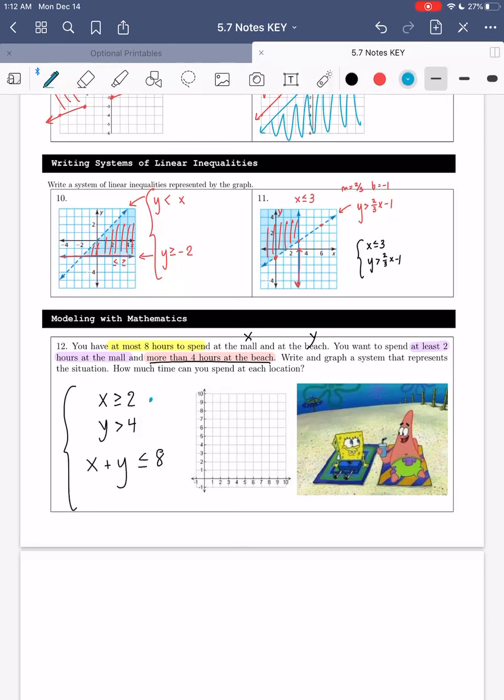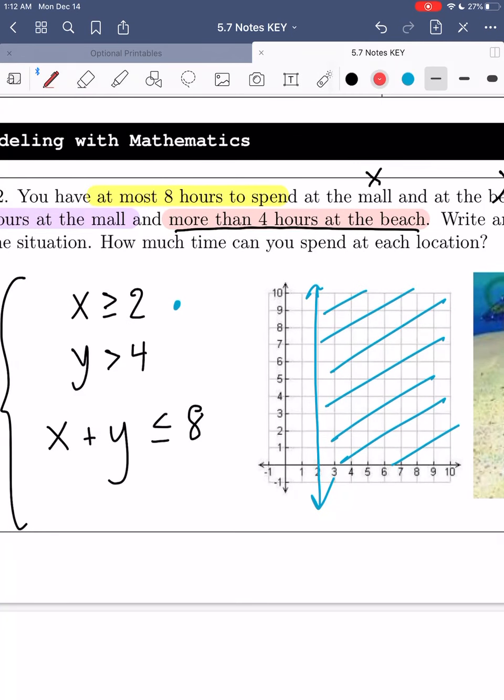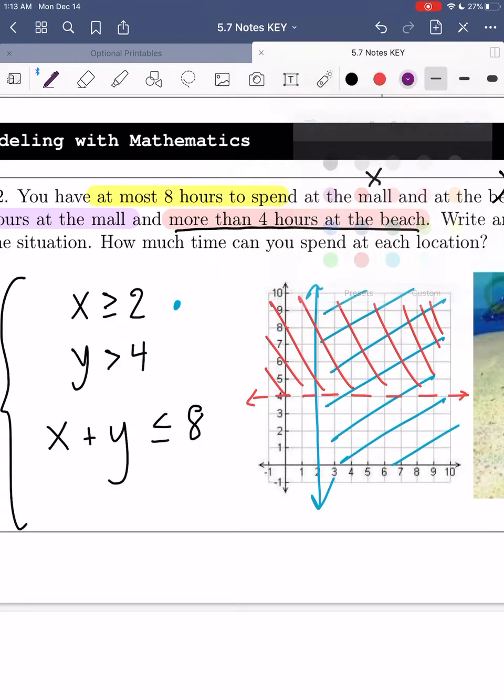Let's go ahead and graph this. X greater than or equal to 2. So here is 2, X equals 2. Greater than or equal to means shade this side. I'm just going to do this really lightly. Y greater than 4, that's going to be a dashed line because it's greater than, sitting here. And we'll shade above that. Starting to take shape.